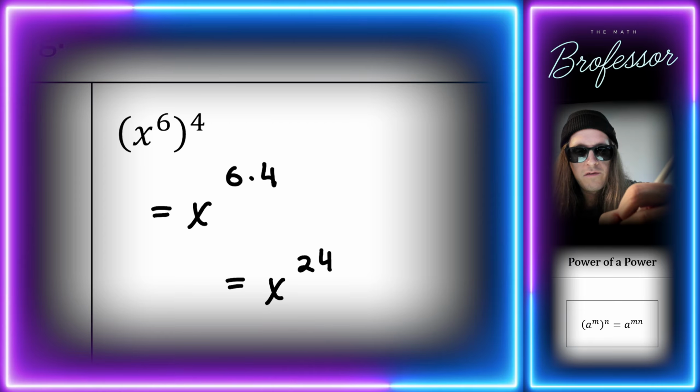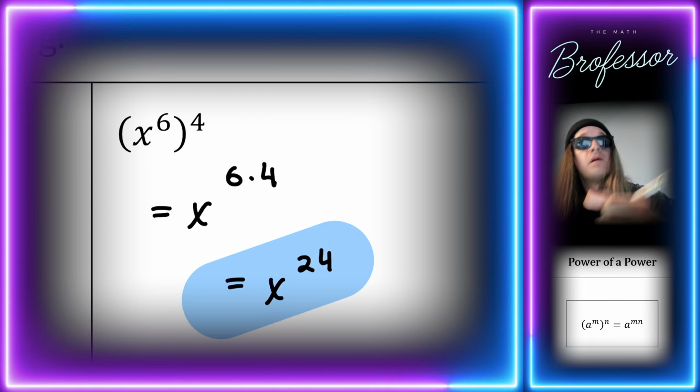All right, it's the same thing even when you're dealing with variables. So here, all you got to do is multiply the 6 by the 4. 6 by the 4 gives you x to the 24th power. That's it. That's it right there.